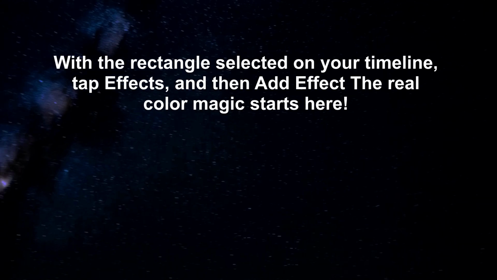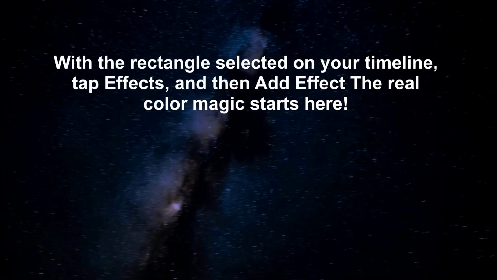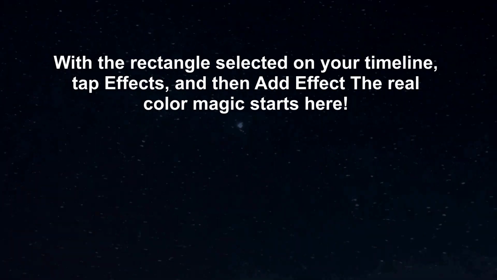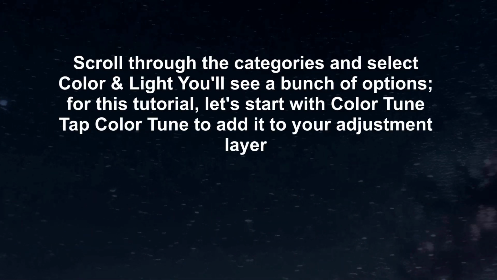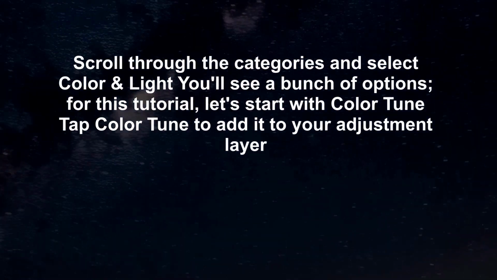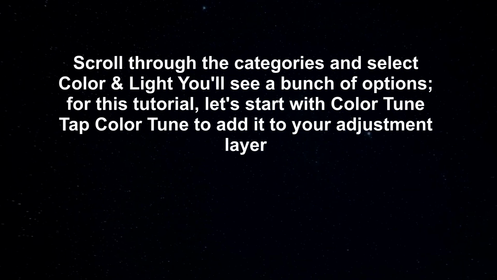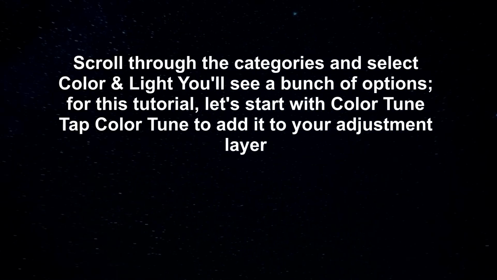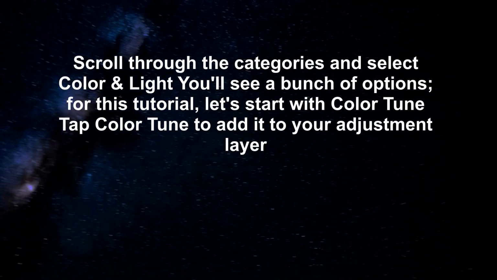With the rectangle selected on your timeline, tap Effects, and then Add Effect. The real color magic starts here. Scroll through the categories and select Color and Light. You'll see a bunch of options. For this tutorial, let's start with Color Tune. Tap Color Tune to add it to your adjustment layer.